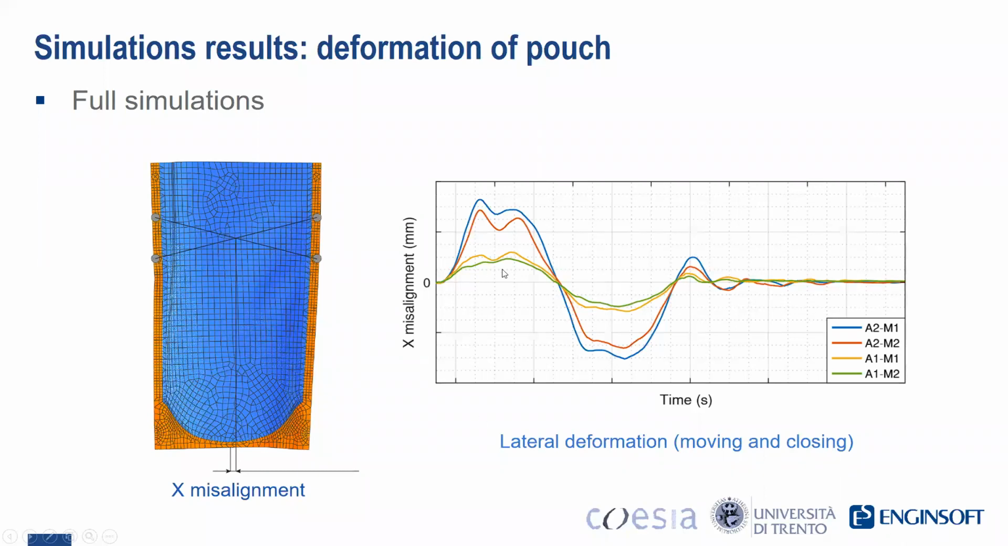In particular, we see that with a bigger aperture of the pouch, we have higher misalignments. And when we increase, of course, the thickness or the Young modulus, so the stiffness of the pouch, we have lower deformation of the pouch itself. So we can see here that the effect of the opening is much greater than the effect of the material.